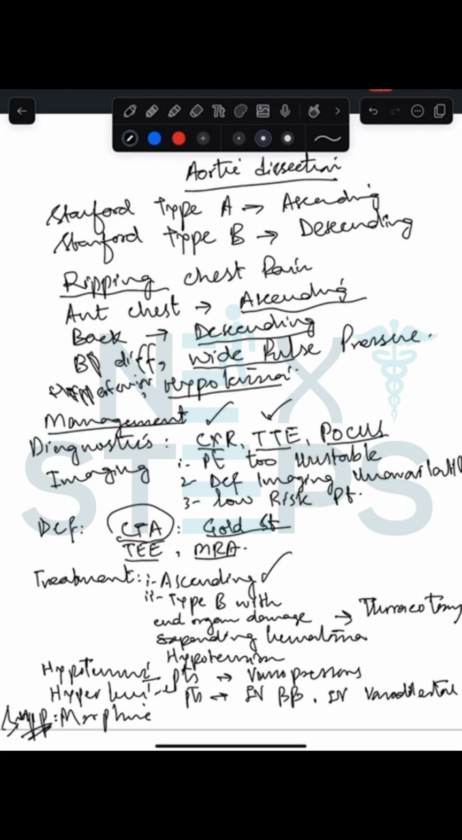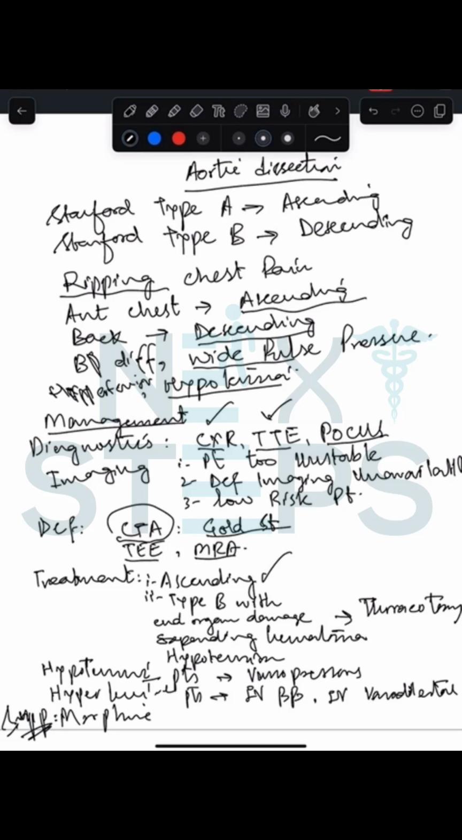For descending or type B aortic dissection, we're going to go for watchful waiting, and that includes conservative management. We'll give IV beta blockers, followed by IV vasodilators like sodium nitroprusside. For beta blockers we mostly use esmolol or propranolol, and for vasodilators we mostly use sodium nitroprusside. For pain management we mostly go for morphine.